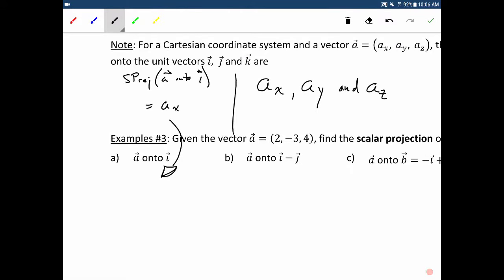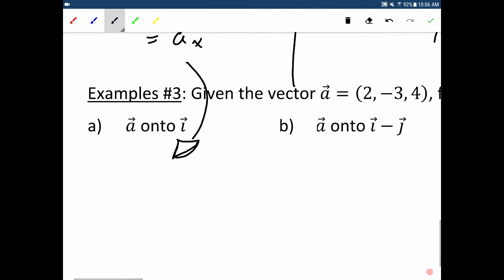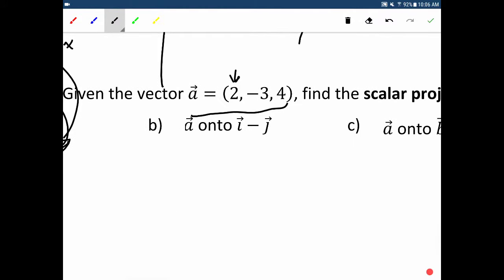So A onto i, if I have this vector here, 2, -3, and 4, then it's just going to equal 2, because it's just the ax. It's just the first one, because we're projecting it onto the unit vector in the x direction. It's just going to project that component onto it.